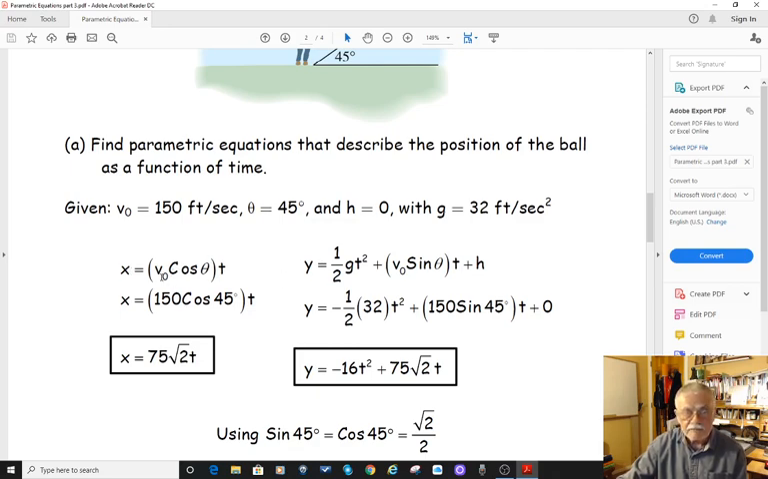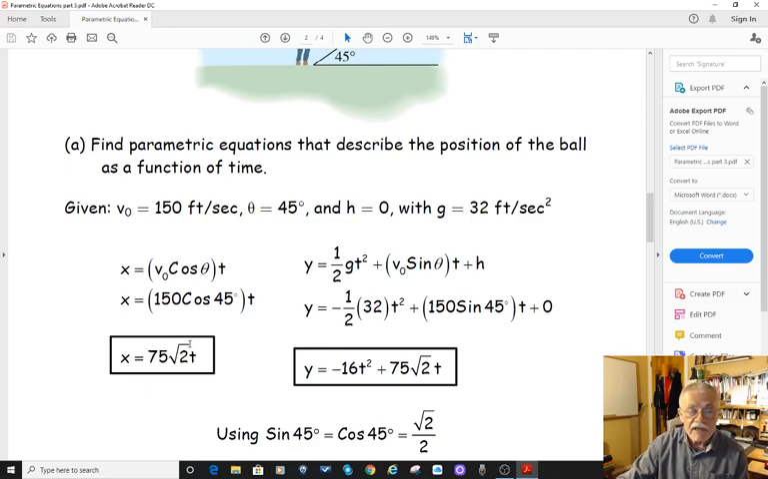So let's put these in. v sub 0 is 150. Cosine theta is cosine 45, and cosine 45 is rad 2 over 2. You get 150 times rad 2 over 2. That's 75 rad 2 over 2, times t. So this is the x component, or the horizontal position of the golf ball at time t.